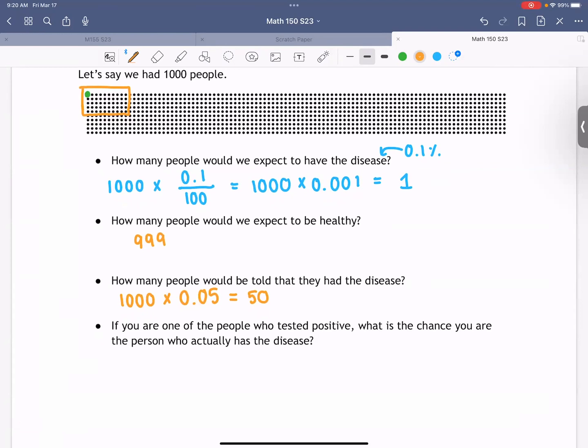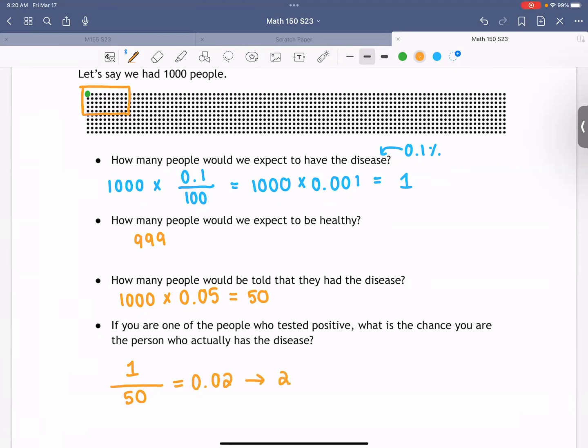2%, but how'd you get it? How many total are the people who tested positive? 50. And then how many people actually have the disease? 1 out of 50. And if you divide that, we get 0.02, which is 2%. There you go.